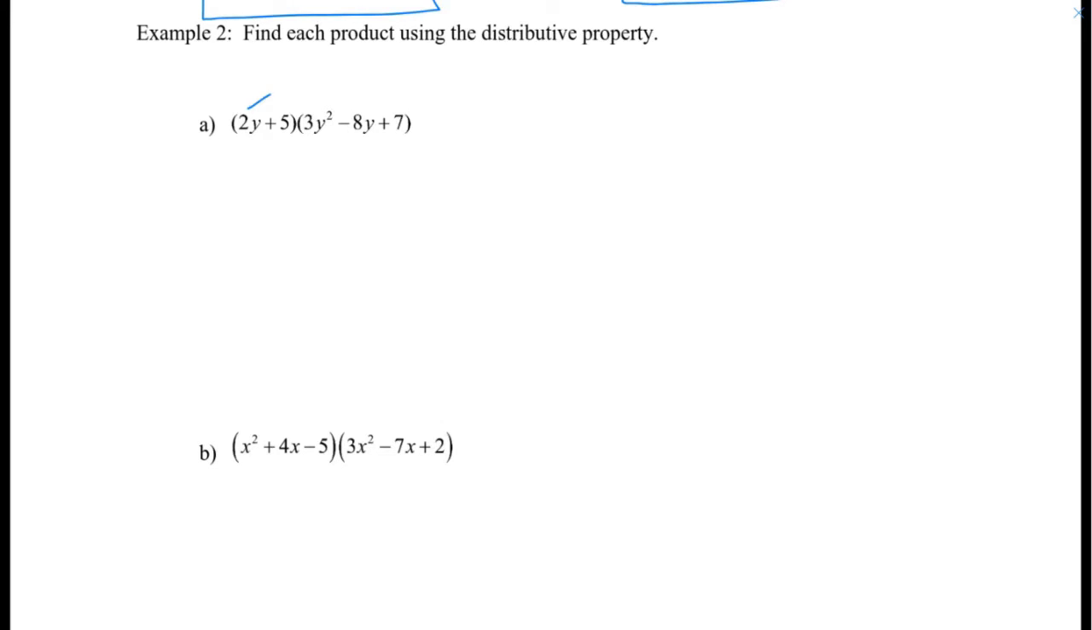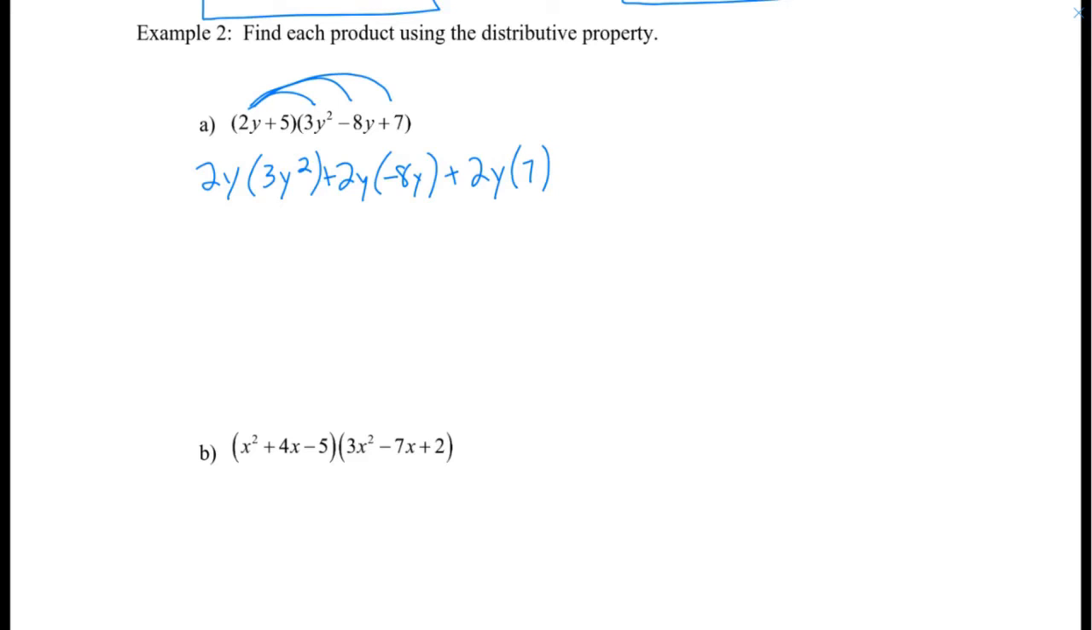So I'm going to take 2y and distribute that to each of those 3 terms in the second polynomial. I'm just going to write down what we're multiplying here. We have 2y times 3y squared. We have 2y times -8y. And then we have 2y times 7.